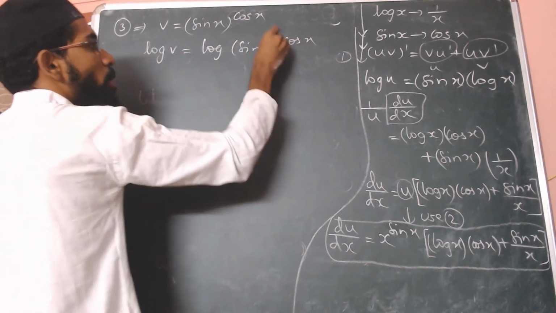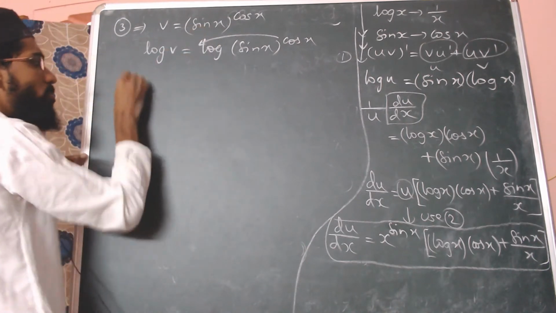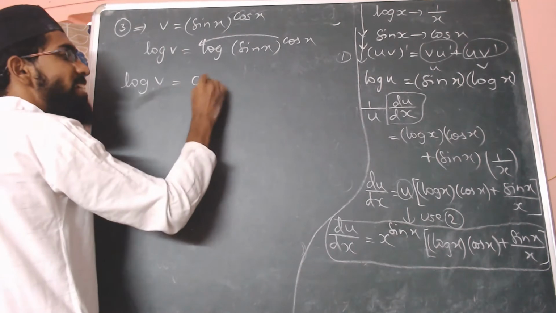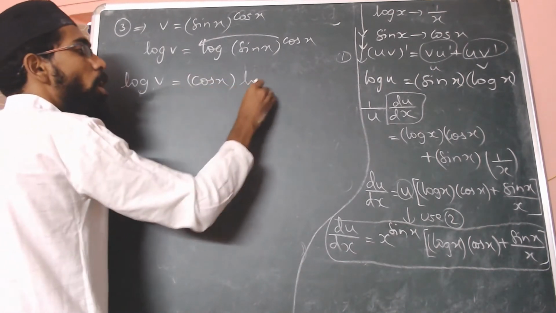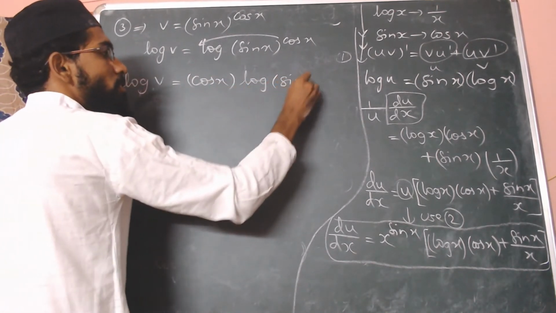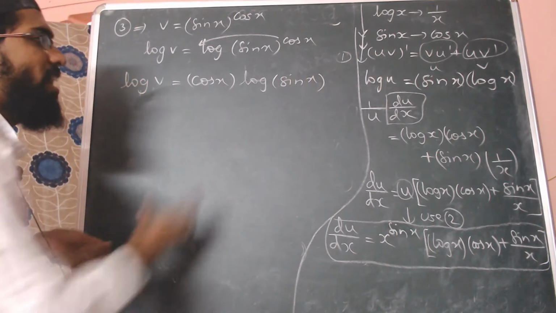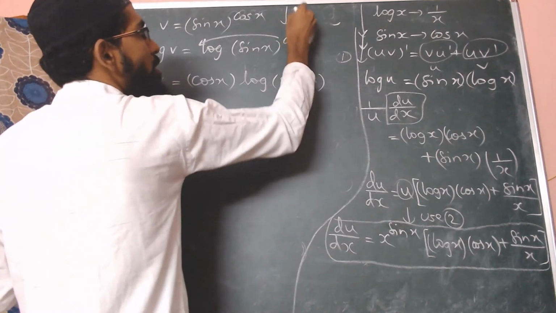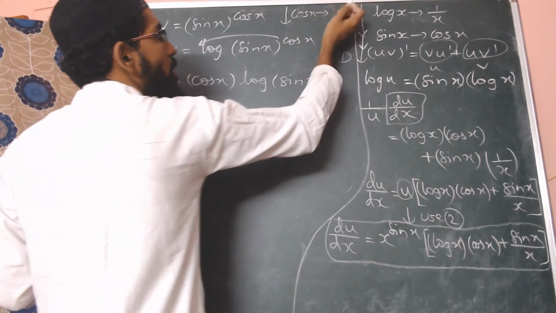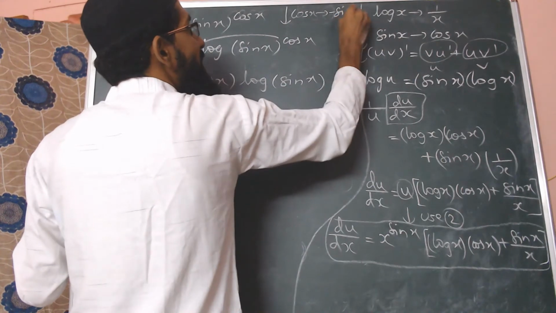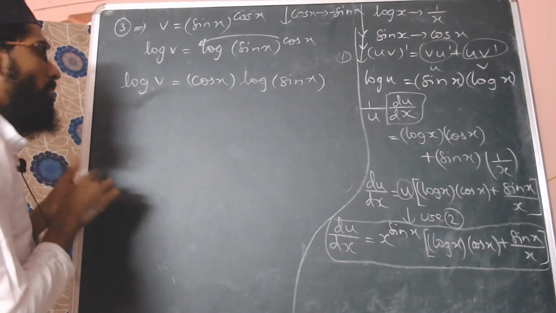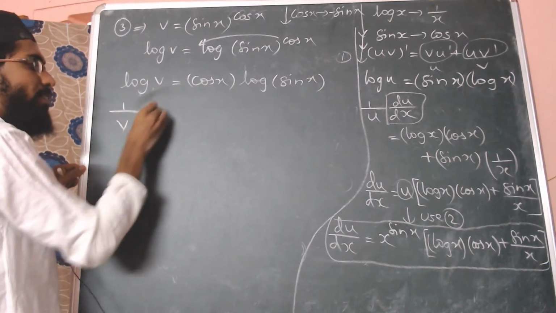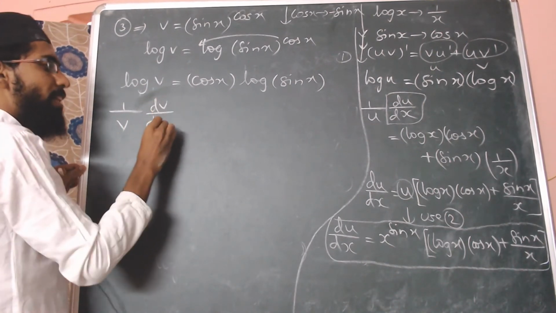So I can use that log property, which I have explained in the previous video clearly. So log v equal to cos x into log of sin x. Here I am going to use one more formula along with the sin x formula: the cos x formula. Let me write it here. Derivative of cos x is minus sin x. Now if I differentiate this, what will I be getting? 1 by v, since log v derivative is 1 by v, into dv by dx, with respect to x.